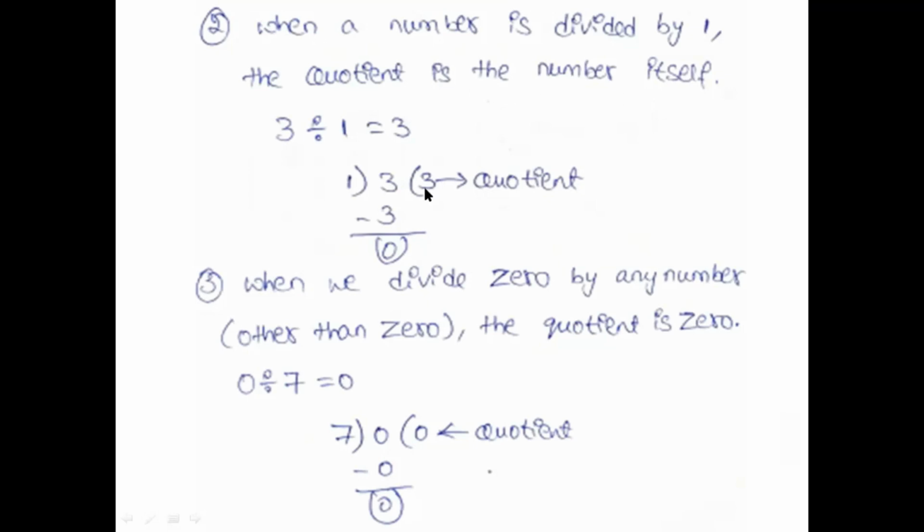Property 3. When we divide 0 by any number other than 0, the quotient is 0. 0 divided by 7 is always 0. 7 zeros are 0. 0 minus 0, how much? 0. 0 is quotient. Divide 0 by any number other than 0, the quotient is 0.